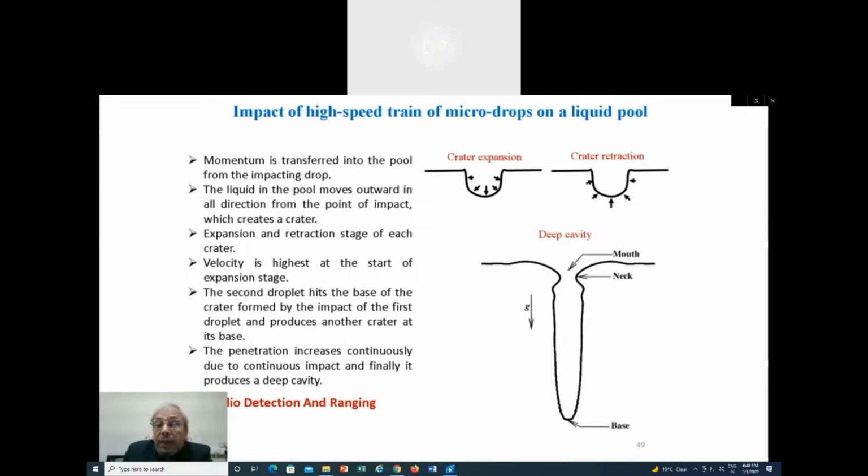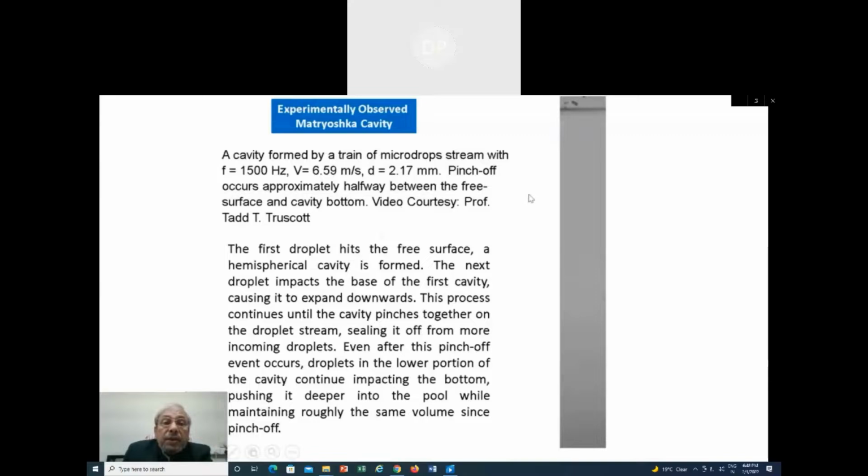Now I will show experiments of Professor Truscott. We used micro drops, but he used normal, usual drops. You can see a drop of 2.17 millimeter, velocity 6.59 meters per second, frequency 1500 hertz. We'll be able to see his beautiful experimental results, and we'll see nested cavities forming a bigger cavity and pinch-off of the cavity somewhere here. I can play it again just to identify the nested cavities and how the elongated cavity is formed and how pinch-off takes place.